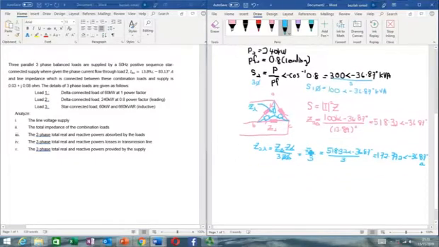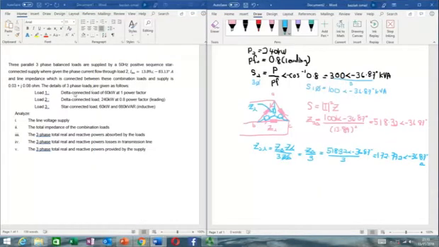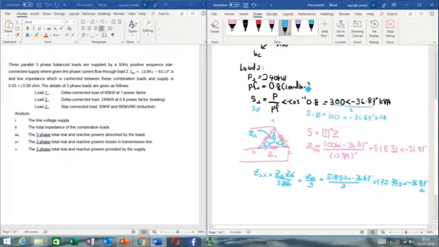Alright, since all of these loads are connected in parallel, for a parallel circuit the voltage at each parallel load is the same. So that's why we need to calculate what is the voltage at load 2.